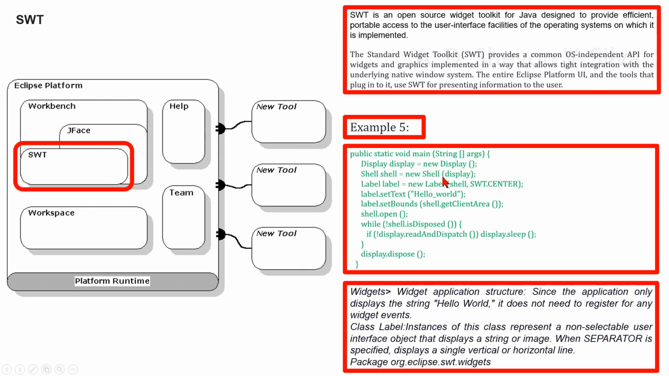Now we are considering widgets, application structure in widgets. Since the application only displays the string hello world, it does not need to register for any widget events. The class Label: instances of this class represent a non-selectable user interface object that displays a string or image. When a separator is specified, it displays a single vertical or horizontal line. This is in the package org.eclipse.ui.widgets.